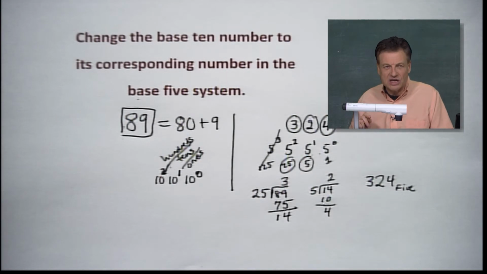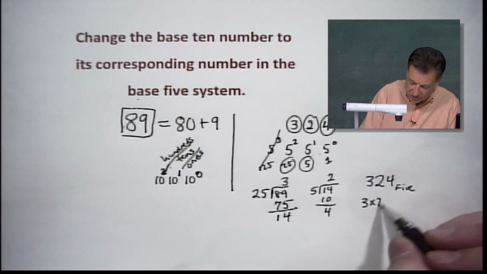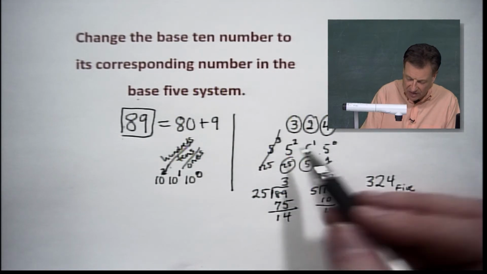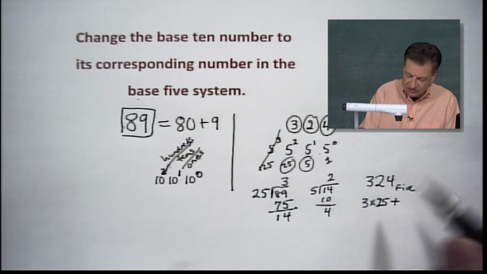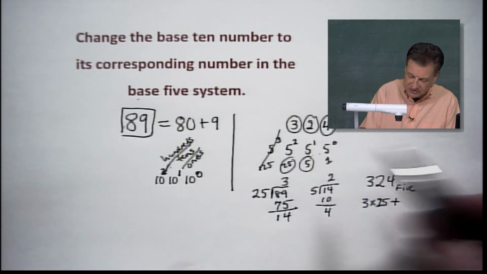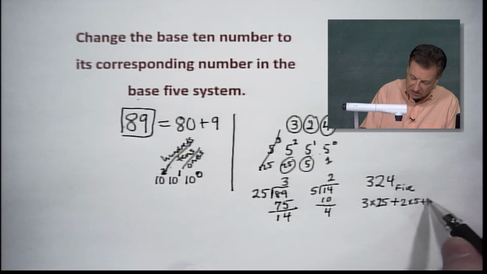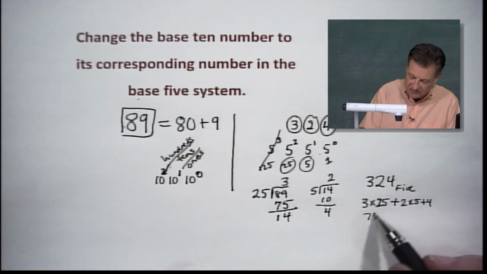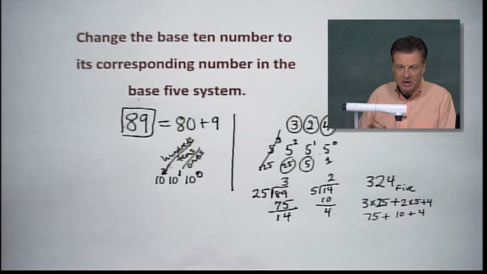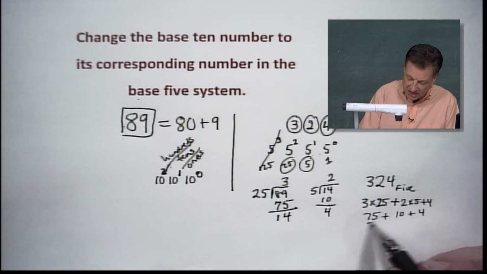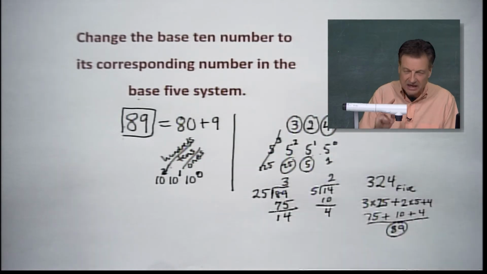Now, is it going to work? Is it going to work? 3 times 25, let's check it back through. We'll just use the notation. We know that 3 times 25, there we go, plus 2 times 5, plus our 4, and look what happens. 75, 10, plus 4, remember how we worked there, and those add up to give us, goodness sakes, you got it, 89 back in base 10.